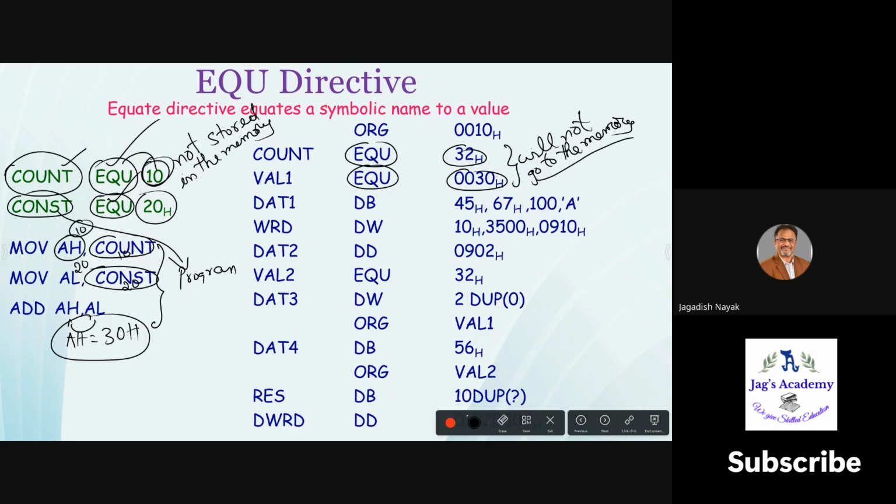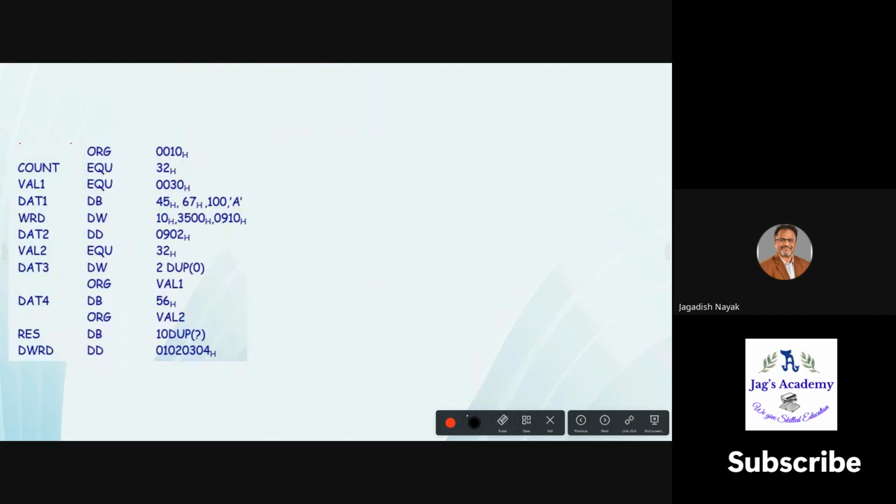Now, can you write this as an offset address table? Can you write the offset address table? See that these two will not go to the memory. The data will start storing from 0010H, which is 45. As I told you, EQU will not go to the memory. Wherever EQU is there, it won't get into the memory.